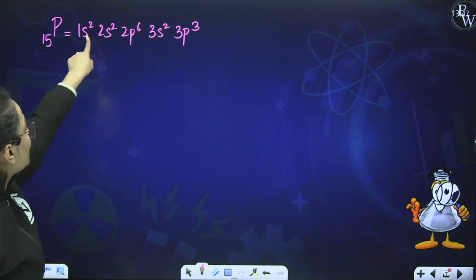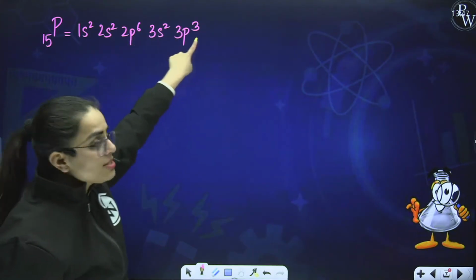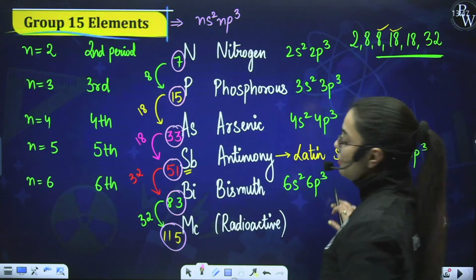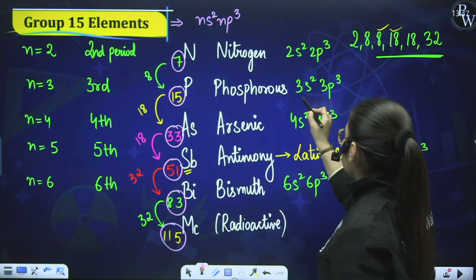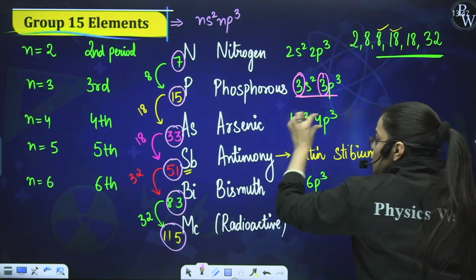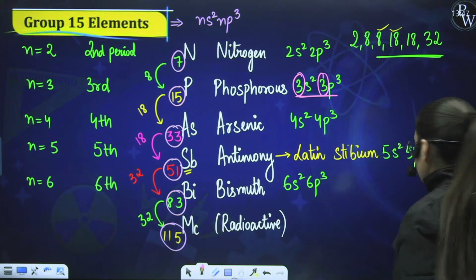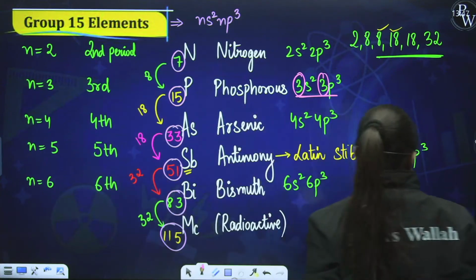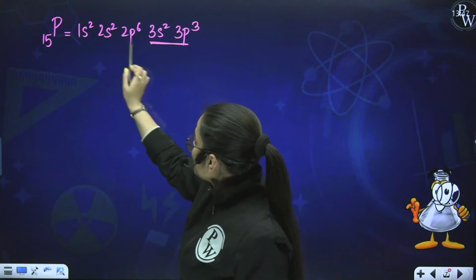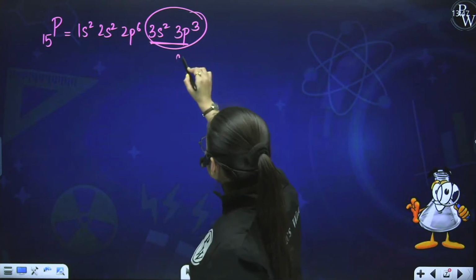Just see: 2 plus 2, 4. 4 plus 6, 10. 10 plus 2, 12. 12 plus 3 is 15. I have told you right now that these are the electronic configuration of the valence shell, that means the outermost shell. Outermost shell is the third shell. Outermost shell over here is fourth. Outermost here is 5. Outermost over here is 6. These were the shell number or the period number. This is your first shell, the second shell, the third shell. So this is your valence shell or the outermost shell, I would say.